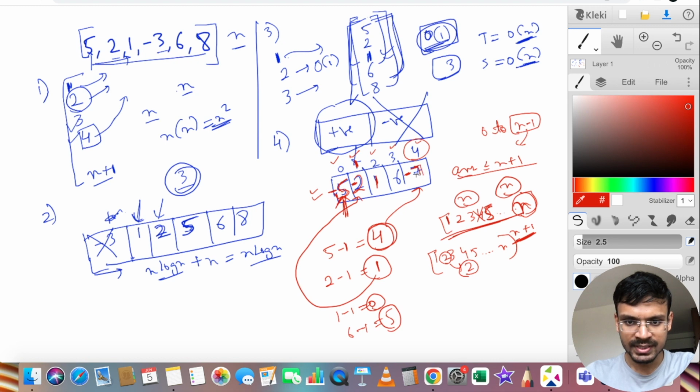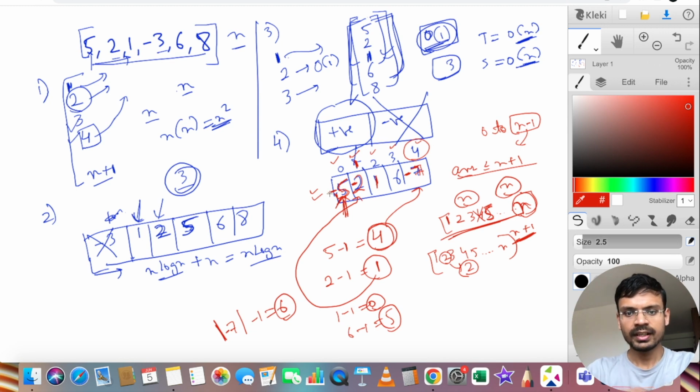Right, so now I come to this 7. I'm taking the absolute value, so minus 7's absolute value has been taken. Minus 1, it is 6. So 6 is greater than the size of the array, so I can't mark anything as negative.